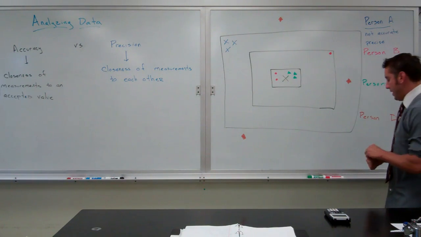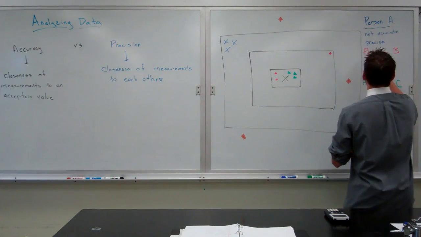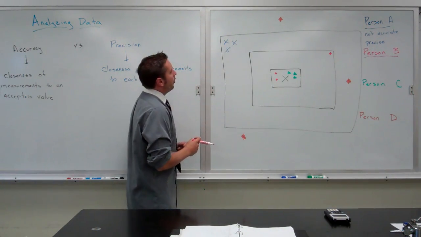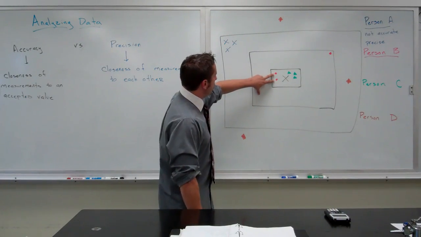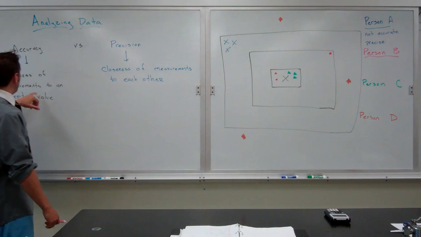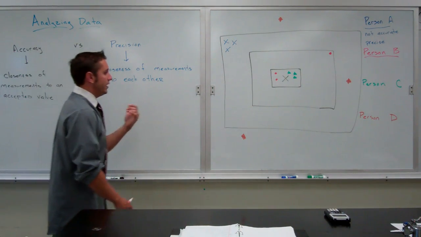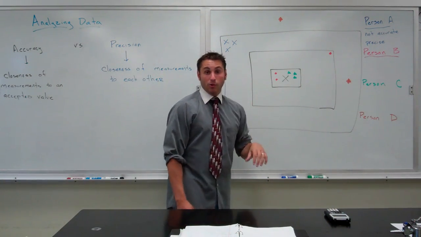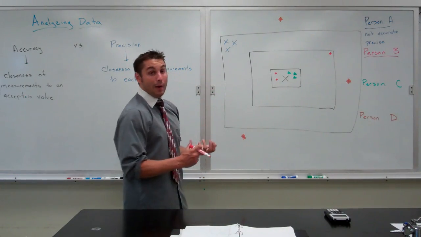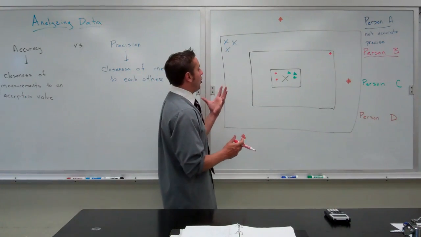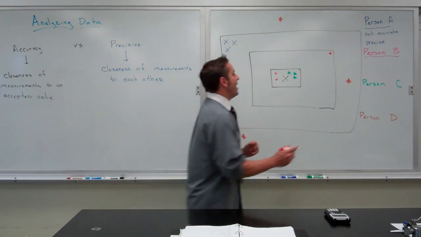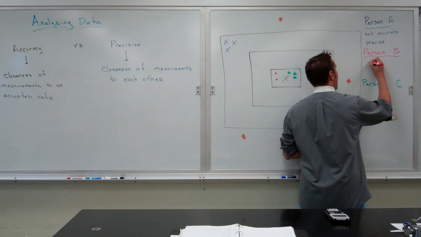Let's look at person B. Person B is our red circles, right? 3 throws, 2 of them were here, 1 of them is here. We would say, are they accurate? Are they close to the X? 2 of 3 throws hit in the innermost sector next to the X. So I would say, yes, they are pretty accurate. A large majority of their data was very close to the accepted value. So we would say that they are accurate.